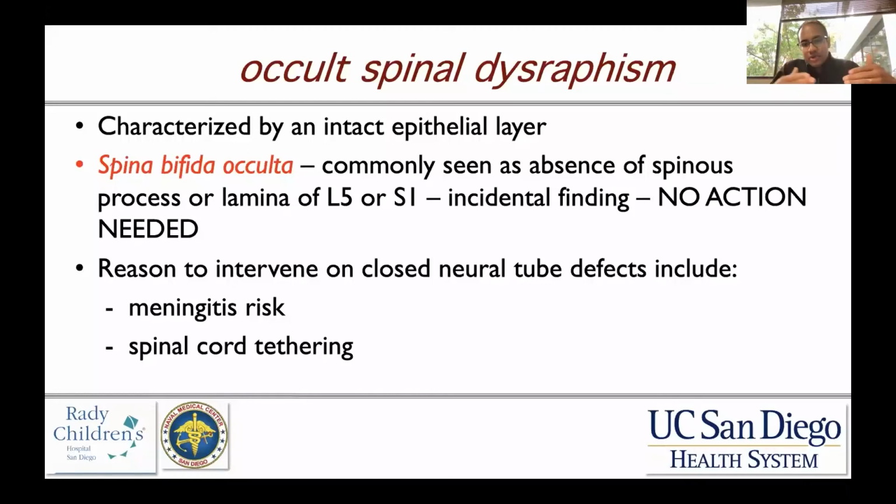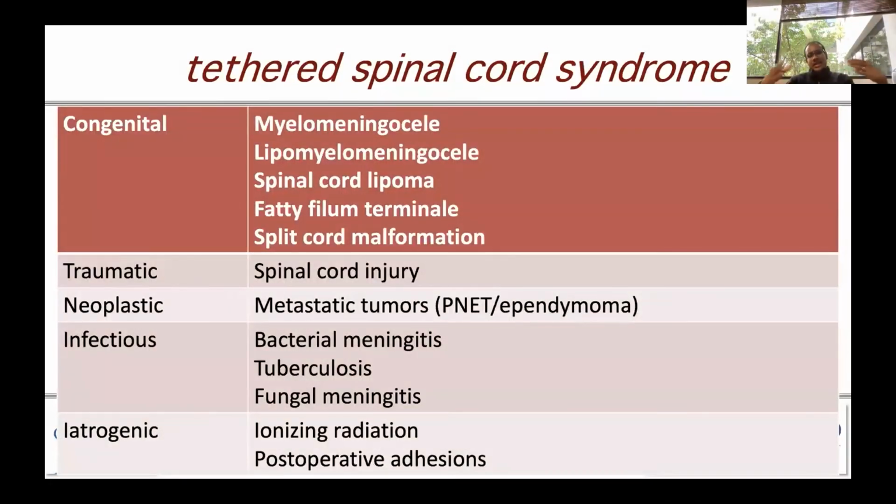When you think about closed neural tube defects, what you want to keep in your mind is there are reasons to intervene and there are reasons to observe. The reason to intervene is if there's a meningitis risk in the setting of, let's say, a dermal sinus tract, where there's a punctate connection and lesion with the outside world, and if there's spinal cord tethering or concern for spinal cord tethering.